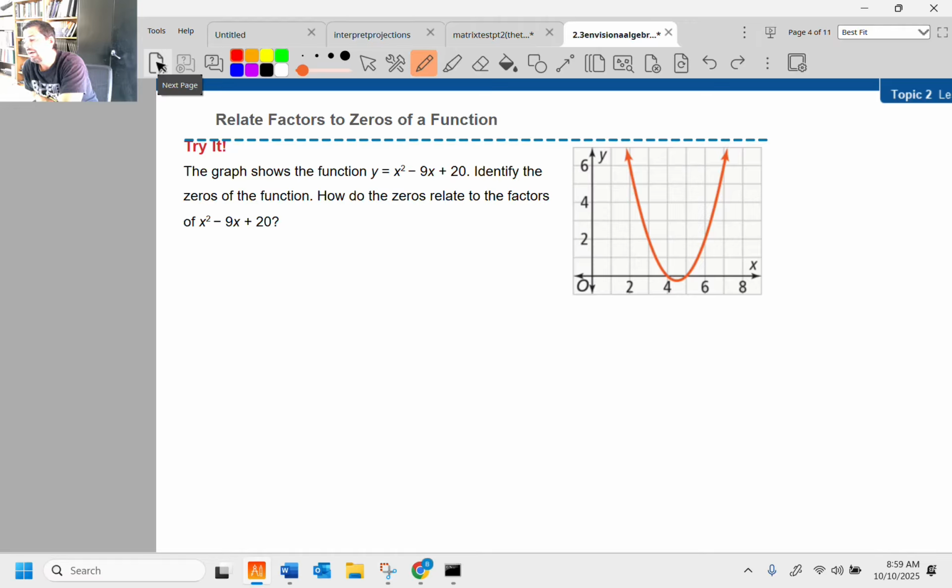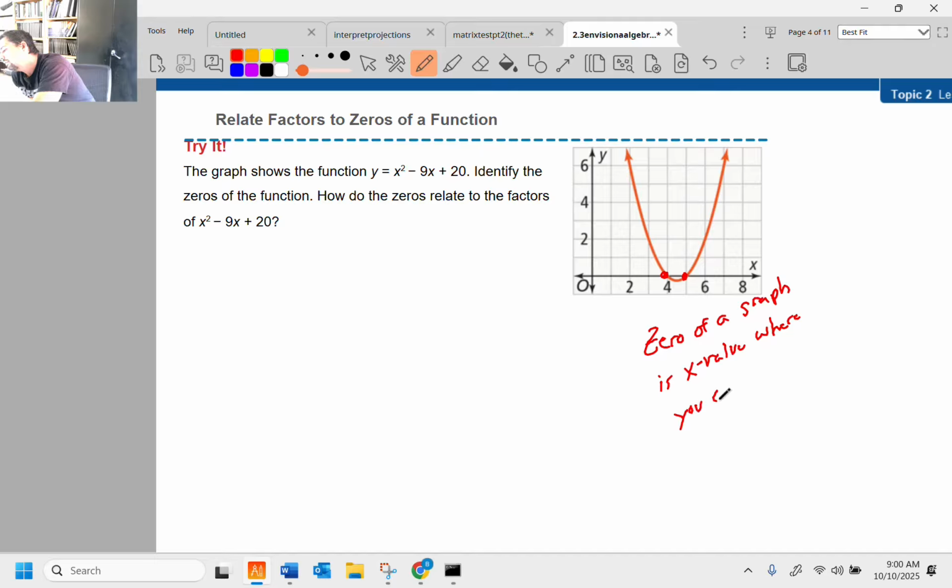All right, relate the factors to zeros of a function. Okay, so let's talk about the zeros of this graph. What is a zero? When you're talking about a graph, the zero of a graph is the x value where you cross the x-axis. Now, I just gave you a lot of words for x-intercepts. That's all they are. They are the x-intercepts because the y value is 0 there.